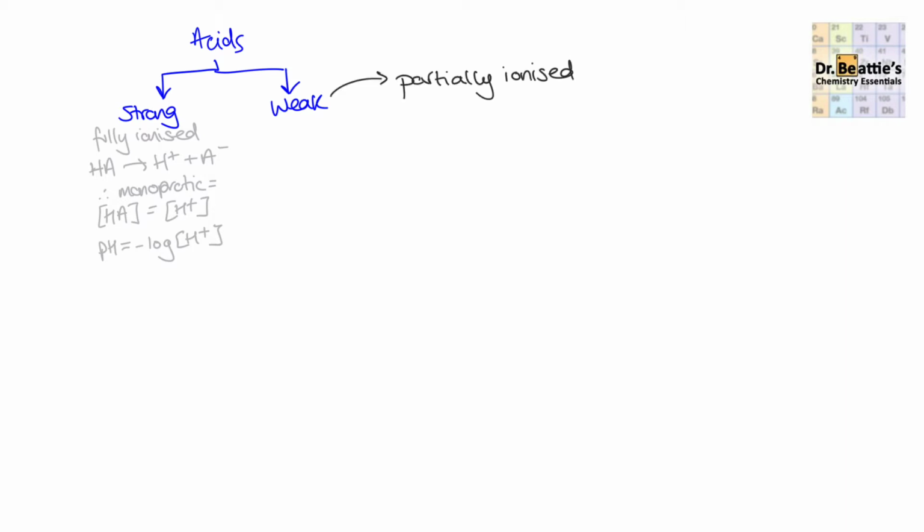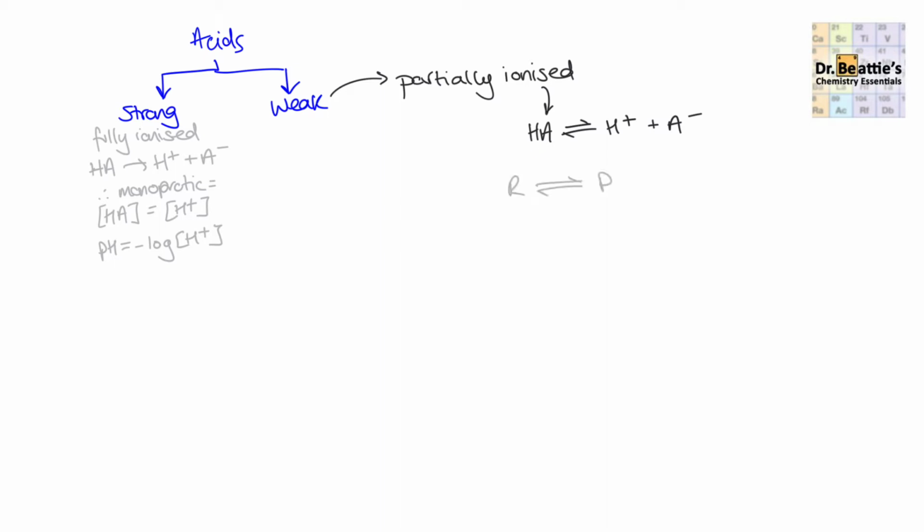They themselves are only partially ionized. We show this with the weak acid HA, which breaks down into H+ and A-, and we show the fact that it's only partially breaking down with a reversible arrow. Now obviously we need to work out the concentration of H+ ions in the solution when the weak acid ionizes, because that's going to allow us to calculate the pH, and that's really important, as we've talked about in previous videos. So we need to know to what extent the acid, the HA, ionizes into H+ and A-.